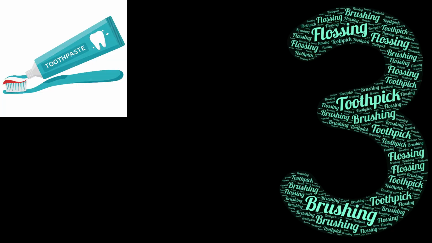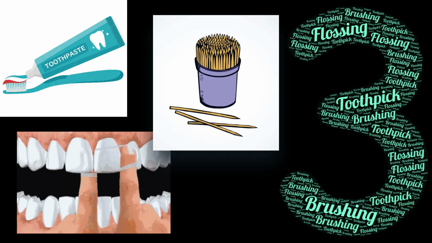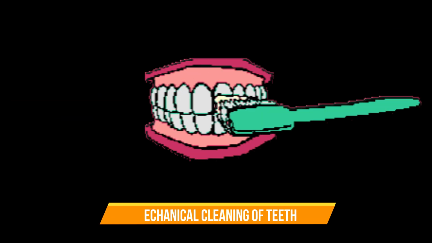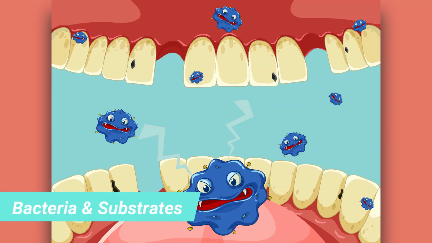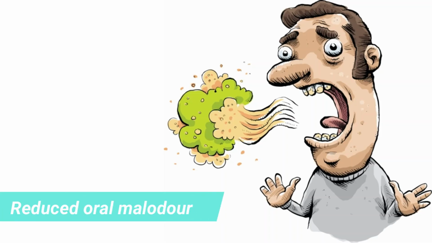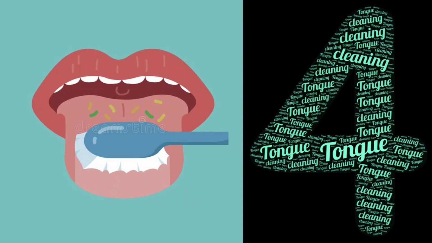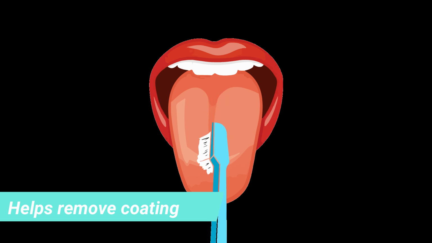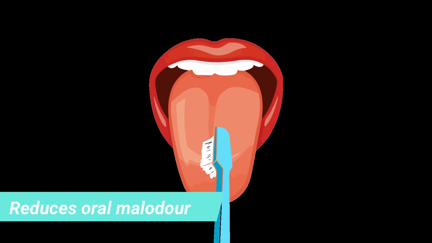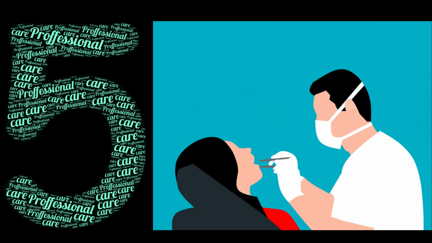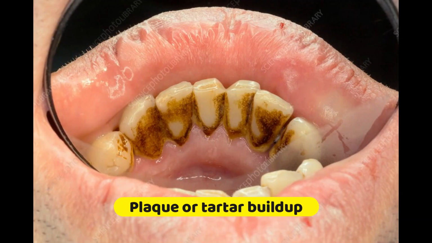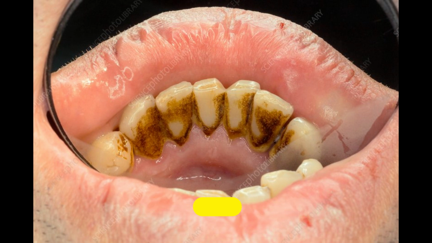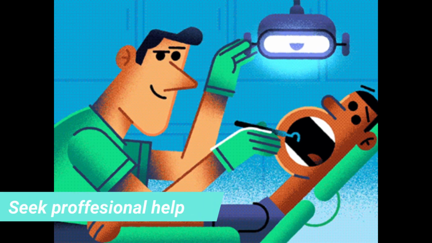Third is brushing your teeth, flossing, and toothpick. So, mechanical cleaning of teeth helps you reduce the number of oral bacteria and their substrates, and thereby it helps you reduce the oral malodor. Fourth is tongue cleaning. Scraping your tongue daily helps you remove the coating on the tongue. Thus, it helps reduce the oral malodor. Fifth is professional oral health care. So, if you have plaque or tartar buildup, or if you are suffering from periodontitis, you may seek professional help.